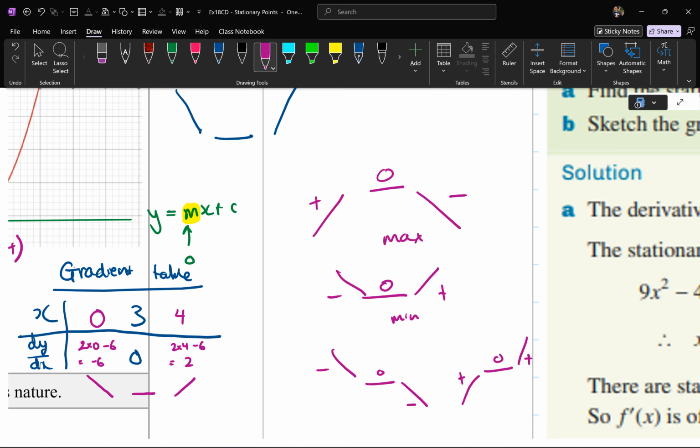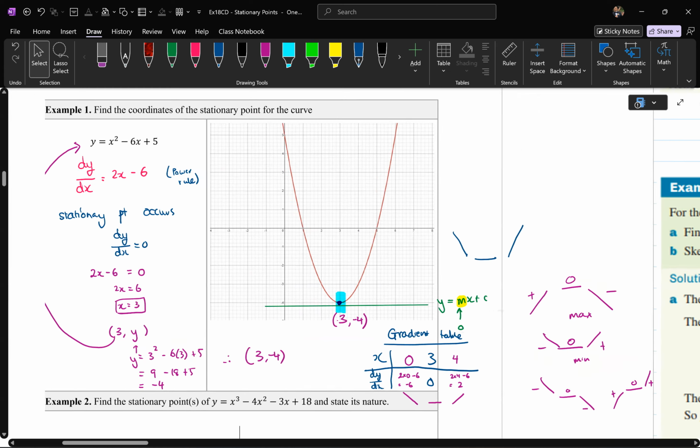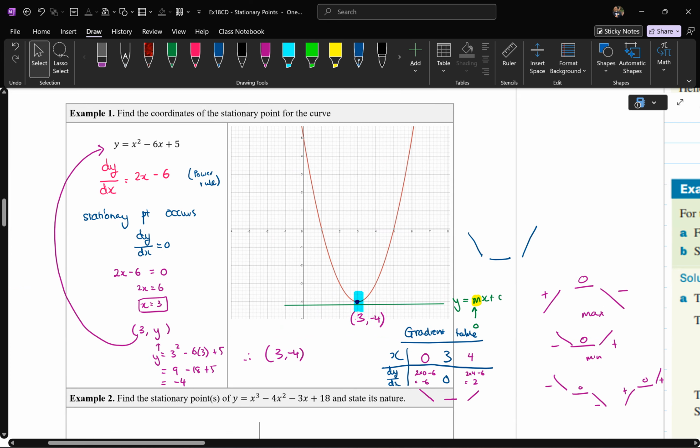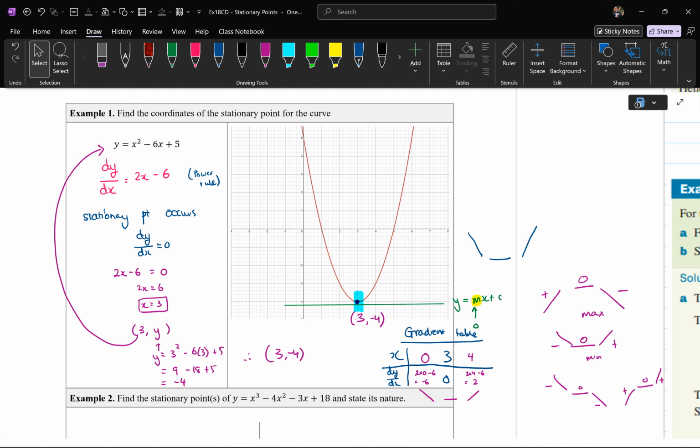Okay? I'm going to zoom out just so you can see again. What's the goal today? The goal is studying gradients of tangent lines. Specifically, when the gradient of a tangent line is 0. That's called a stationary point. Stationary points have 3 types. You either have max, min, or inflection. You just got to prove it. Okay? Let's try this one.